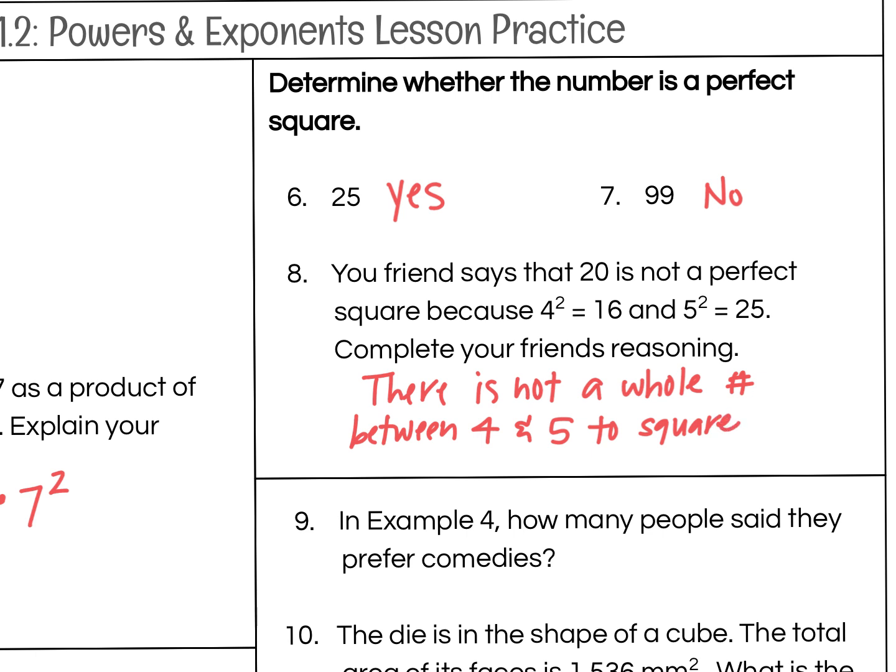Does that make sense? Yes. Perfect squares are made up of whole numbers. Okay, so it's got to be 8 and 8. It's got to be 12 by 12. It can't be 12 and a half by 12 and a half. It's got to be a whole number. Okay, let's look at the practice page.